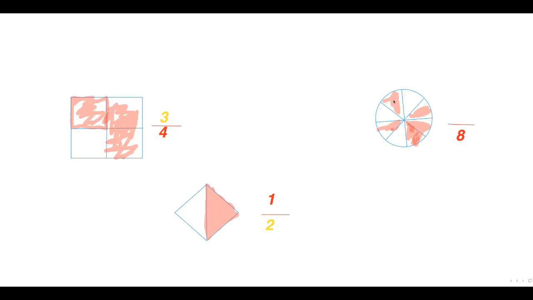So we've got 1, 2, 3, 4, 5 shaded. So it's 5/8. Okay, so this is how many. You had 8 slices of pizza and you ate 5 slices. Okay, you must be very, very hungry.